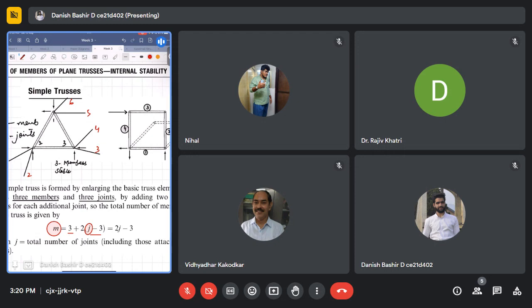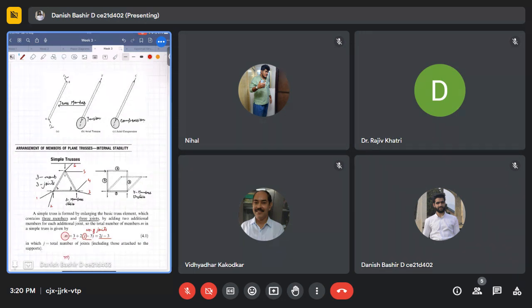Each new joint is getting two members. So two times the number of new joints, J minus three, plus the already existing three members. So M equals 2J minus 3 is an equation which relates the number of members M to the number of joints J in an internally stable truss. Hope this is correct to you people.